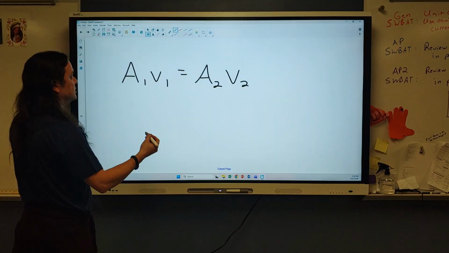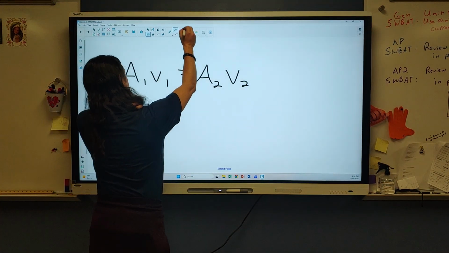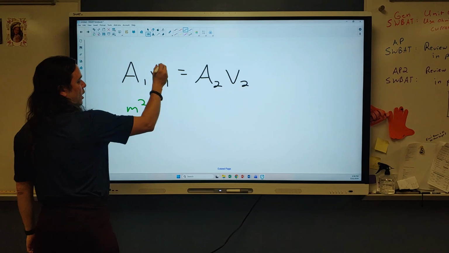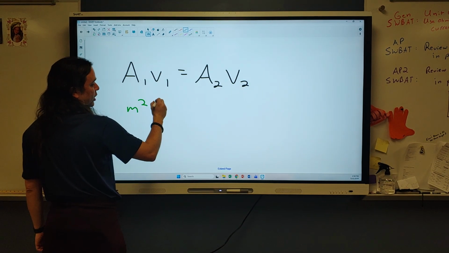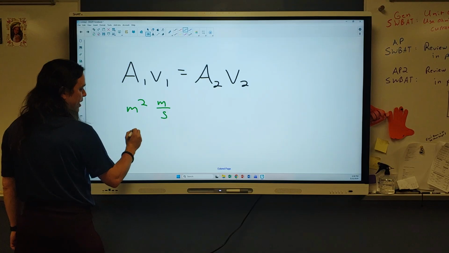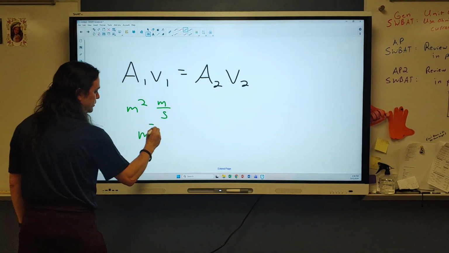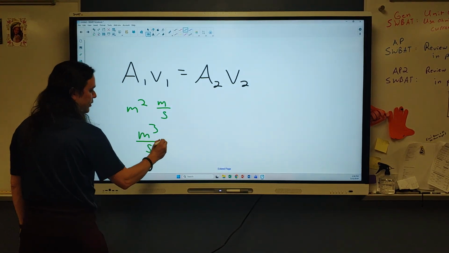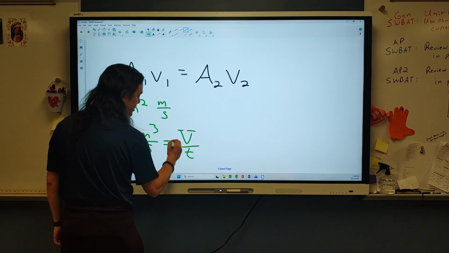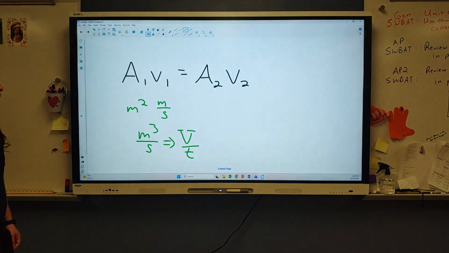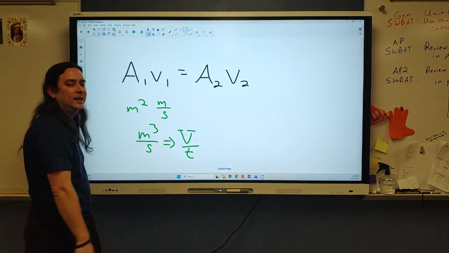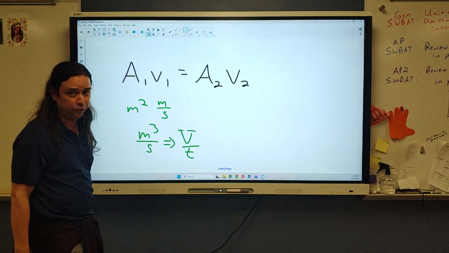One thing I haven't necessarily focused on as much in the past, and I'll start to again: area is in meters squared, and velocity or speed is in meters per second. When you multiply those out, that gives you meters cubed per second. This is a volumetric flow rate, volume per time. In short, when you take the area times the speed, what you get is your volume flow rate.